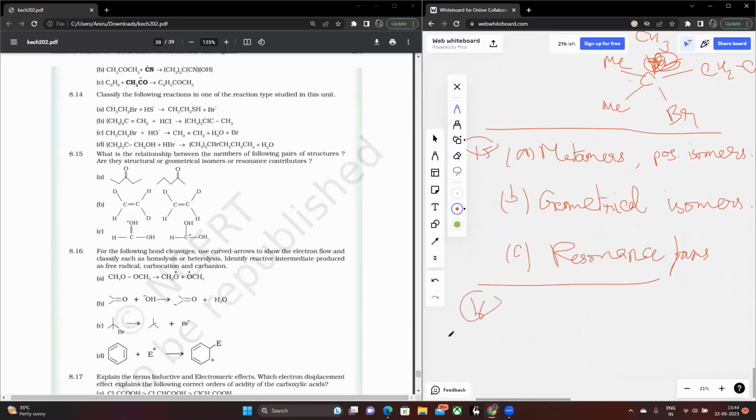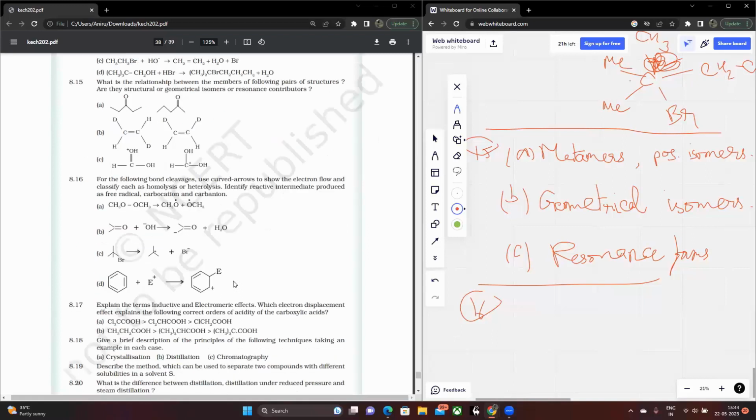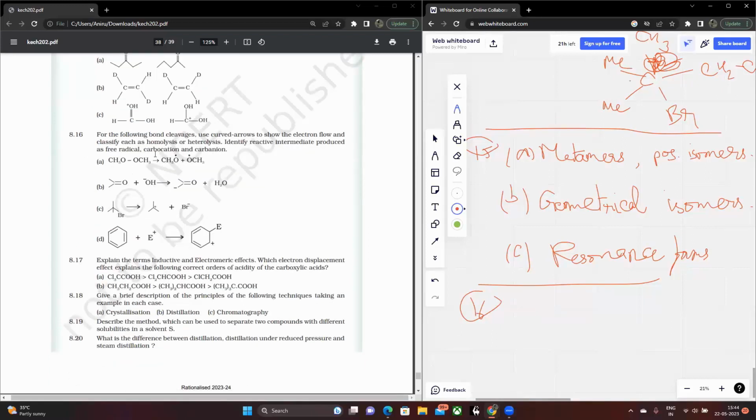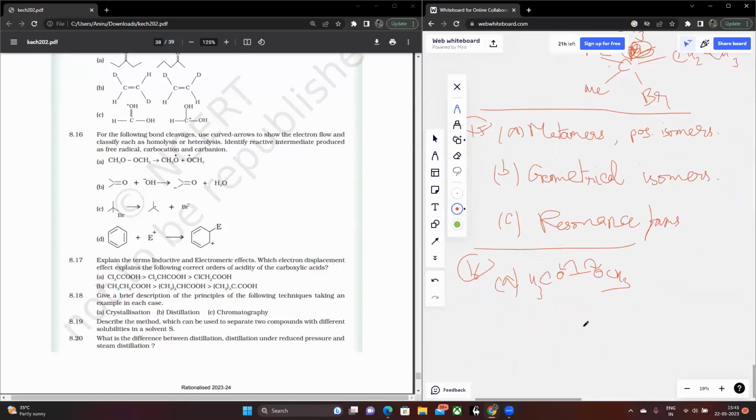Question number 16. For the following bond cleavages, use the curved arrow notations to show electron flow, classify as homolysis or heterolysis, and identify the reactive intermediate. All right. A, very simple. You see that both are free radicals, so it has to be homolytic cleavage. It's also supported by the fact that on both sides is the same atom. So in those cases, the most common kind of cleavage that happens is a homolytic cleavage, right?